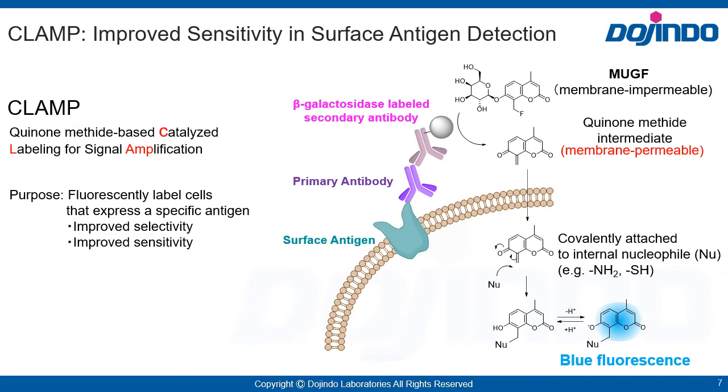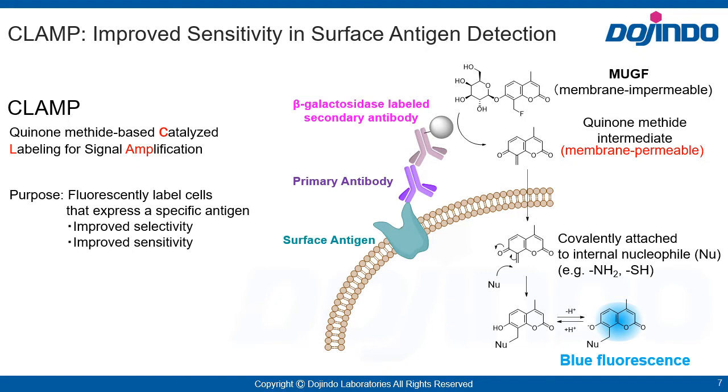This fluorescent substrate, Mugf, is actually non-fluorescent and non-permeable to the cell membrane in its beginning state. However, if the primary antibody binds to an antigen-presenting cell, the conjugated beta-galactosidase will convert Mugf near the cell surface into a compound with a quinone methide structure. This compound is then permeable to the cell membrane. It will enter the cell and react with thiol and amino groups inside, forming covalent bonds and emitting fluorescence.